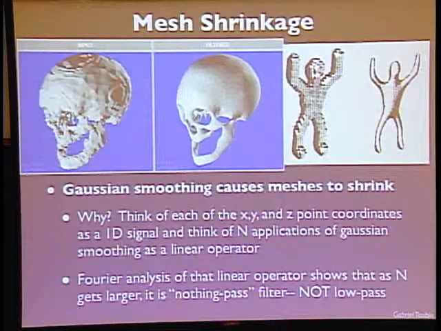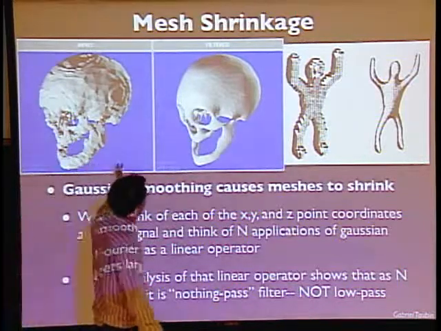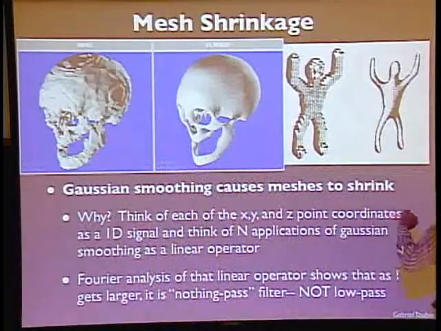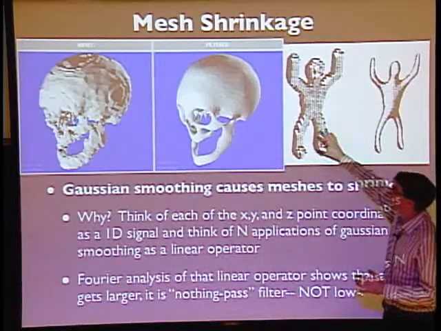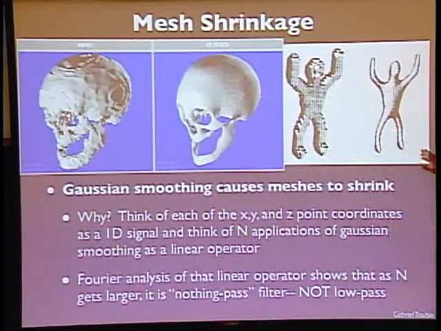Okay. Another interesting thing you will find is that not only will your surface mesh of someone's face lose the nose and the mouth and the eyes, but it will also shrink down into nothing. If you look very carefully at this very rough surface of a skull and compare it to a Gaussian smooth one, the one on the right is actually a little bit smaller. And here's a more obvious case where you have a big 3D surface of a person, and it's more or less gone on a diet after Gaussian smoothing.